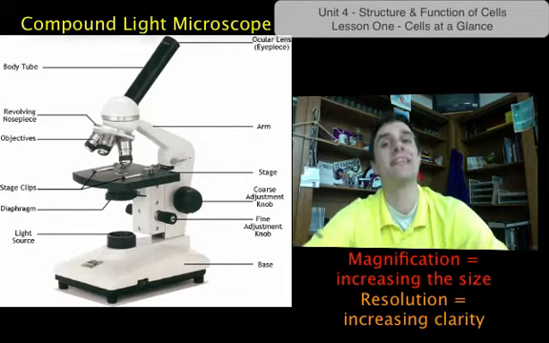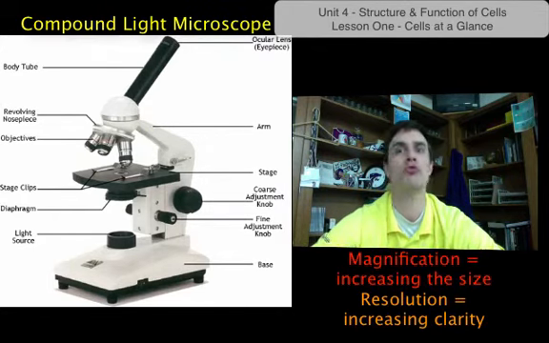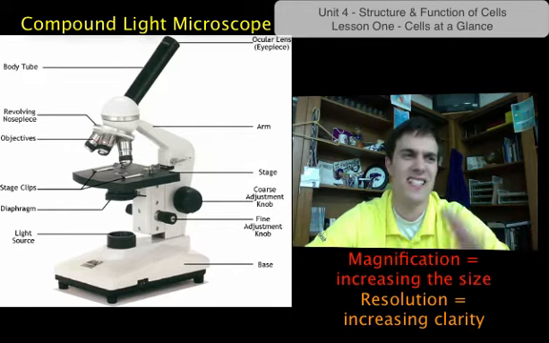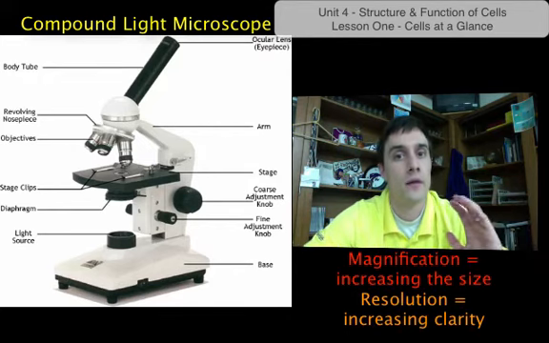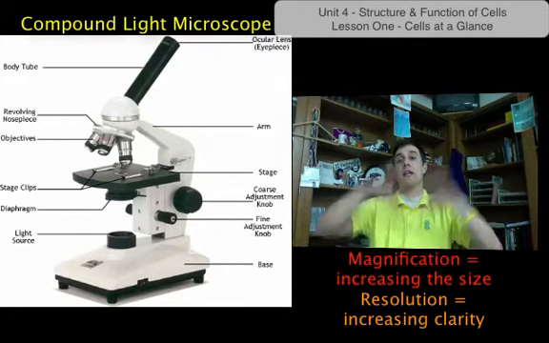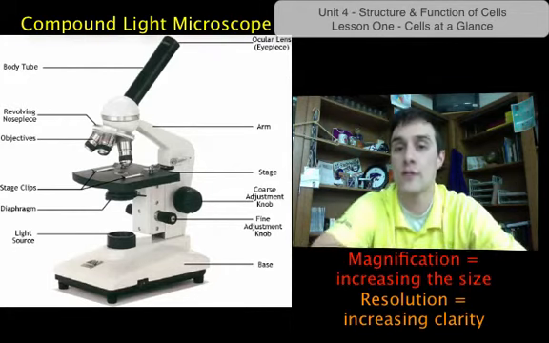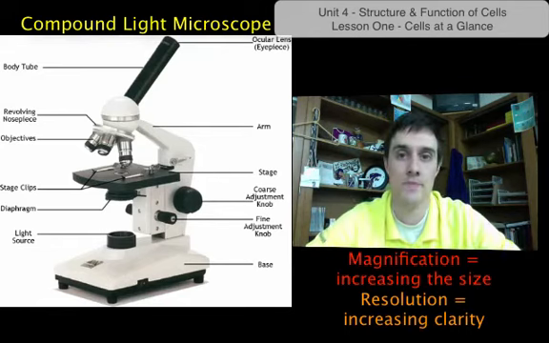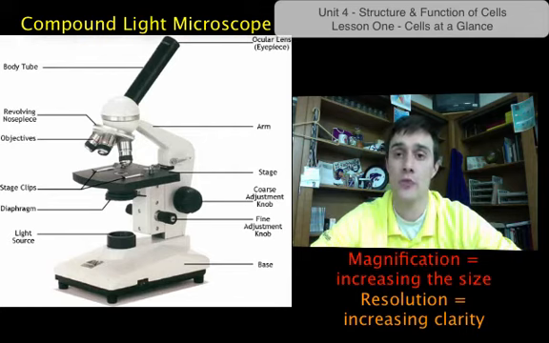Resolution, we're talking clarity. We can make something look really, really big, but it can be really fuzzy. The view can be obstructed. It's not very clear. Resolution is the clarity of that image. So where with magnification we're talking about making it bigger, when we're talking about increasing the resolution or the clarity, we're talking about making the picture clearer. Okay? Compound light microscopes do both.